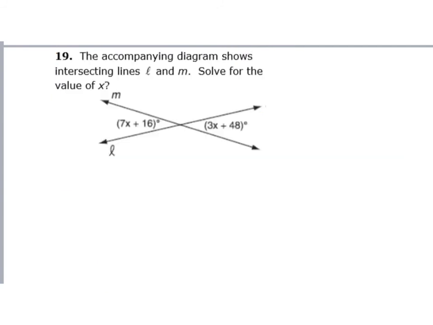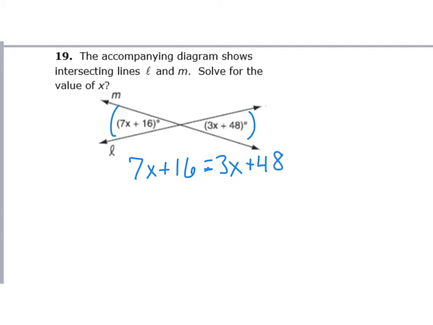Number 19. The accompanying diagram shows intersecting lines L and M. Solve for the value of x. So this is just like the last one, but I just need to find x. I don't have to plug it back in. Since they're vertical angles, I know these two will be equal. 7x plus 16 is going to equal 3x plus 48.